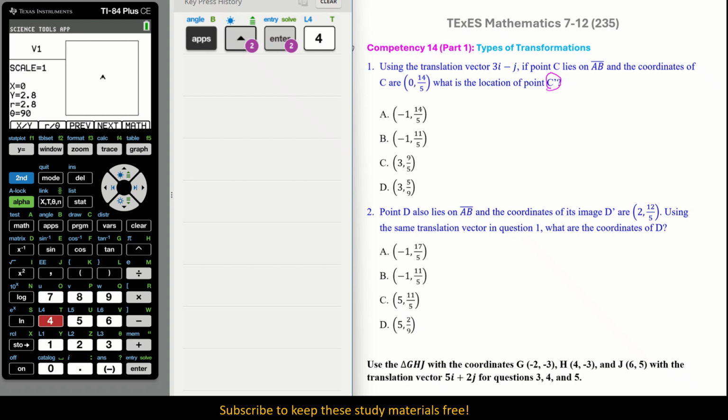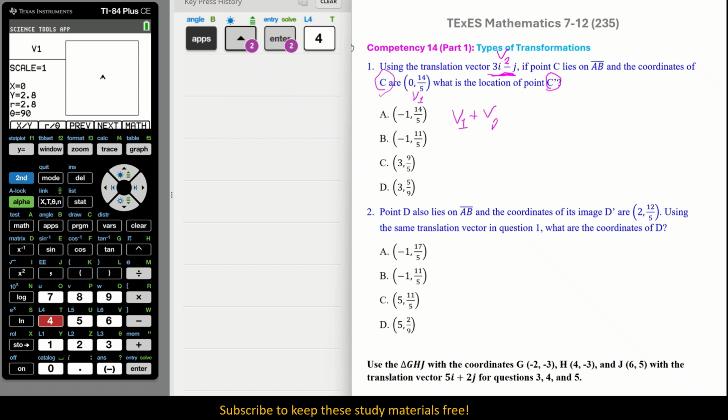I have some stuff entered already, but before we begin, let's discuss. All right, so this is our translation vector. We are putting it in V2, and we are taking our original point C and we are going to add it. We're going to call it V1. So we have V1 added to the translation of V2. And our calculator will always pop out our answer in V9.